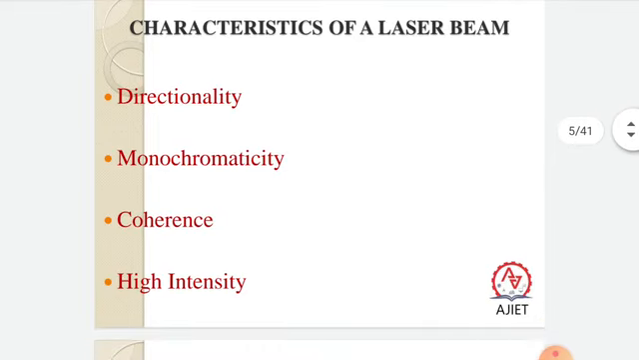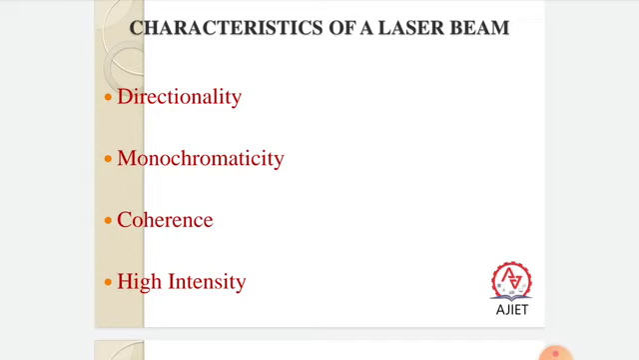Now let us see what the different characteristics of a laser beam are. First one, directionality. Directionality means the laser can travel a very long distance without diverging. So it can reach a long distance, and because of this property we can measure the distance between distant objects, etc.